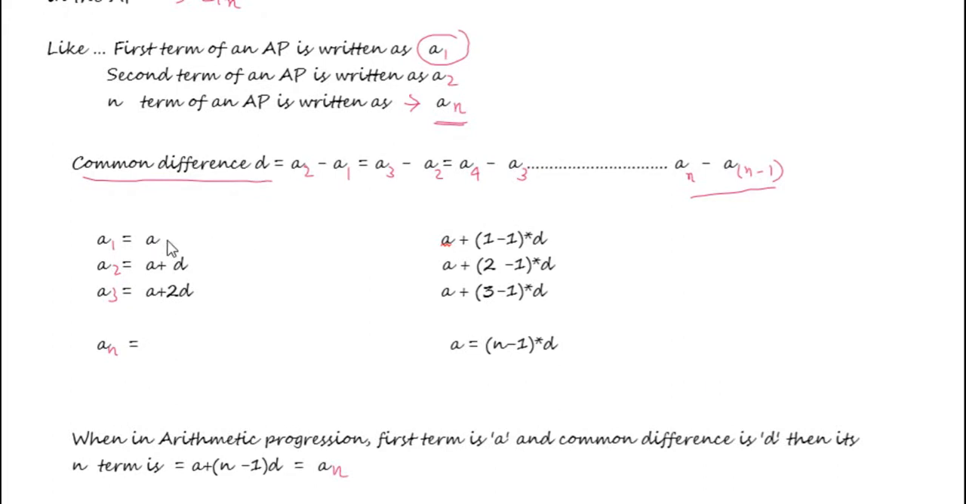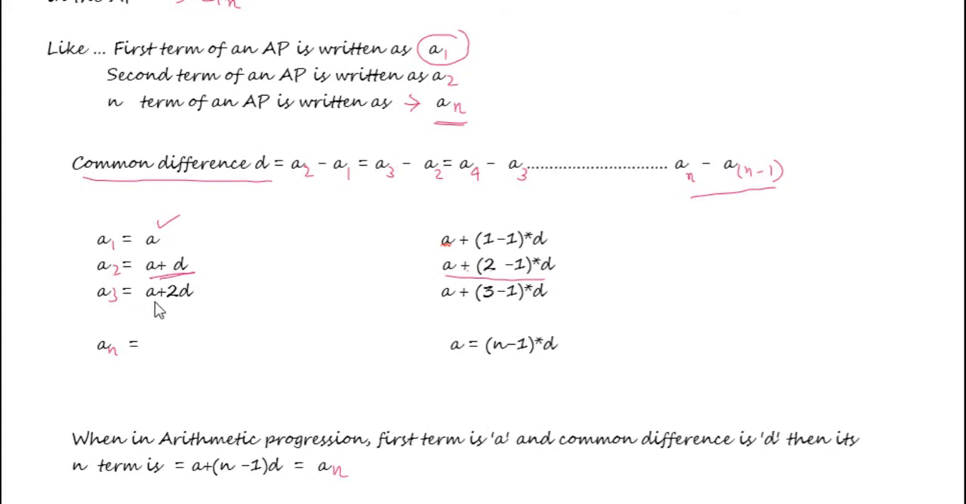Here we will discuss a formula for finding any term of an arithmetic progression. So the first term we denote as a1, that is nothing but a. The second term, we know, is a plus the common difference d. You can also write this as a plus (2 minus 1) into d.